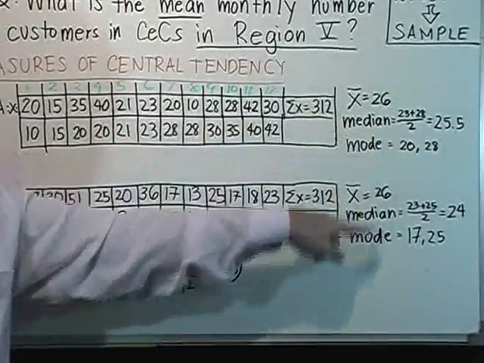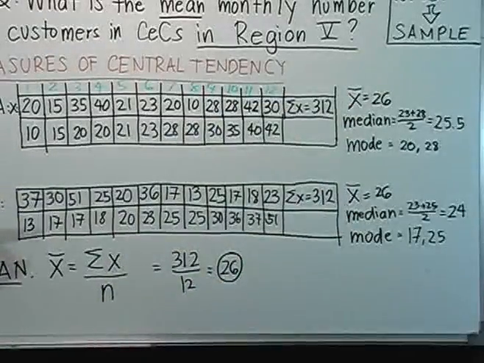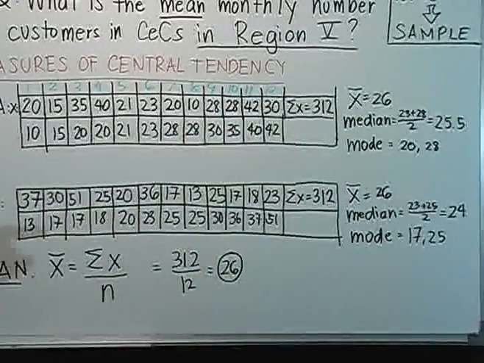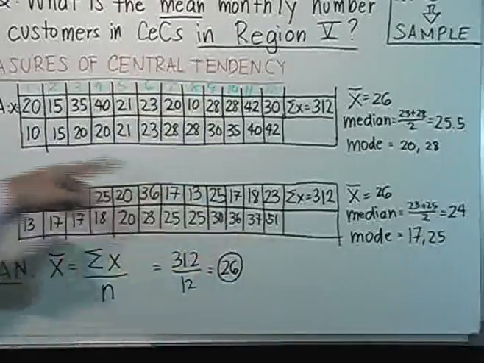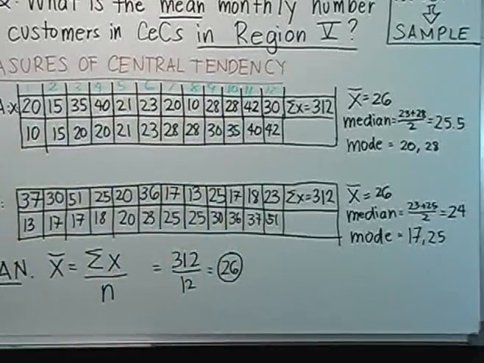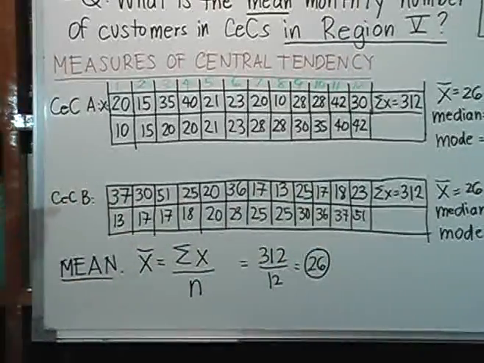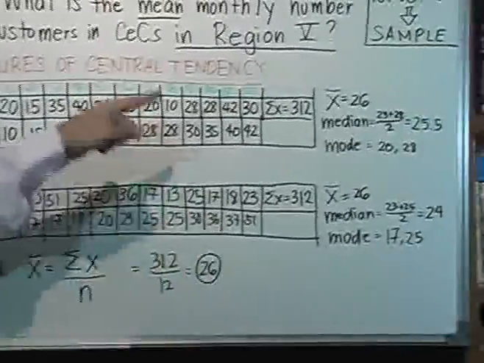Looking at these measures of central tendency, you see that for both CECA and CECB, the means are the same, 26. But if you look at other central tendency measures like the median, you will see that there's a difference. For CECA, it's 25.5. For CECB, the median is 24. And of course, the modes are also different.